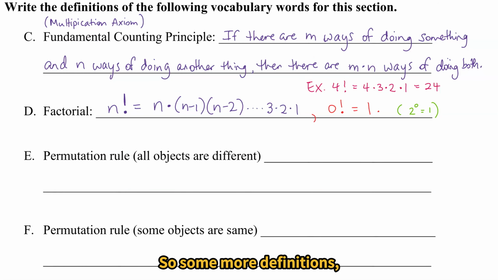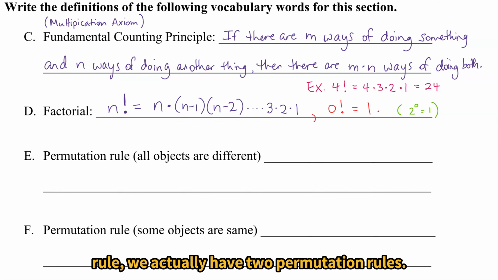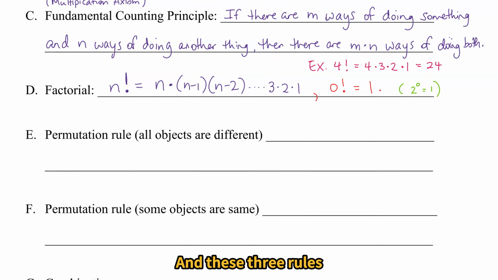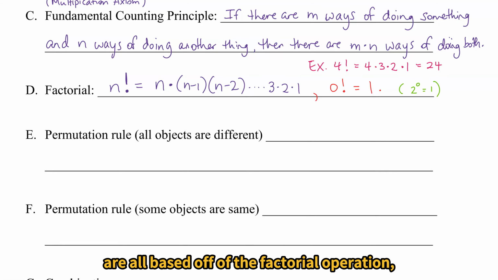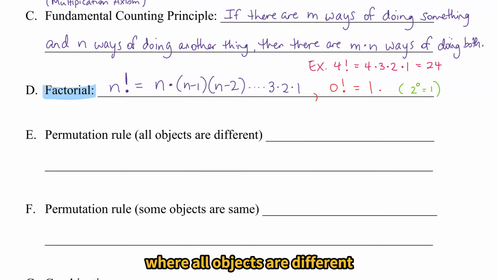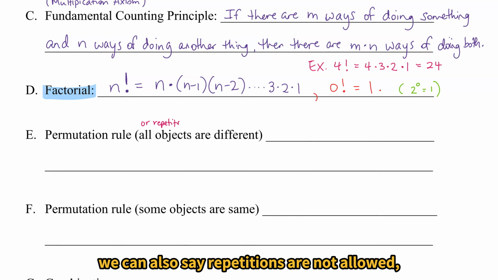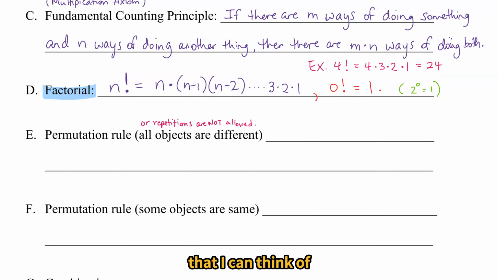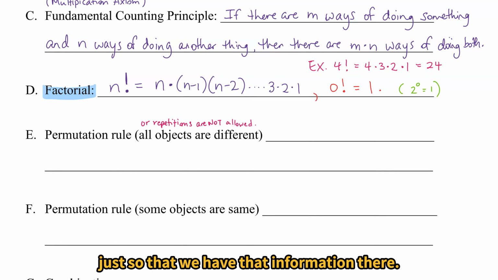So some more definitions. We have a permutation rule. We actually have 2 permutation rules and what's called a combination. And these 3 rules are all based off of the factorial operation, which is why we have to talk about it. So for the permutation rule, where all objects are different, we can also say repetitions are not allowed. We cannot repeat something. We have some notation, and I'm going to write all of it down that I can think of, just so that we have that information there.